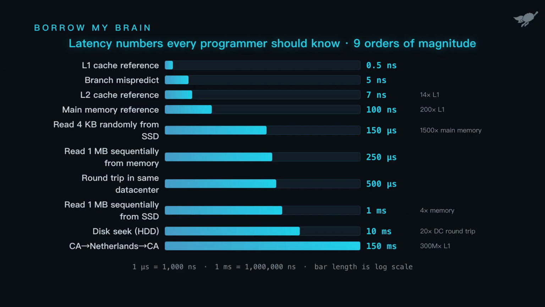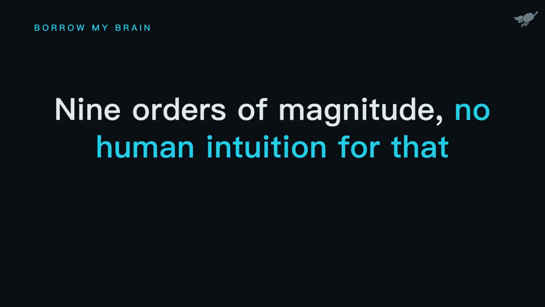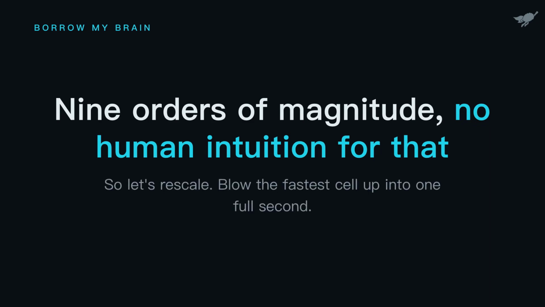Read 4 KB randomly from SSD, 150,000 nanoseconds, which is 150 microseconds. A round trip within the same data center, 500 microseconds. A transoceanic round trip, 150 million nanoseconds, 150 milliseconds. From the top of the table to the bottom, that's 9 orders of magnitude, 300 million times. A span that big, the human brain has no intuition for.